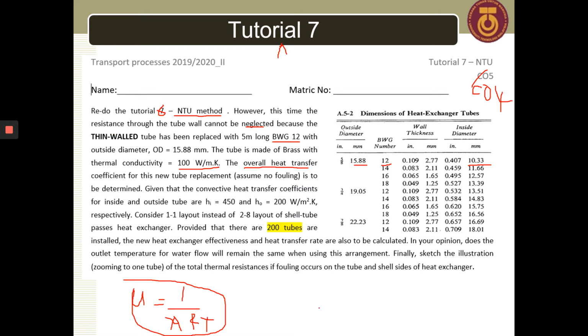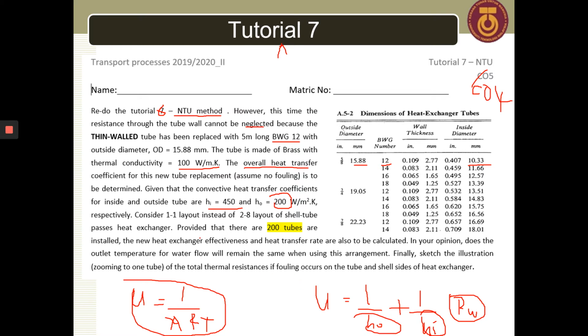This gives you the value of the overall coefficient. So last time for the thin wall, U is equal to 1 over h naught plus 1 over h inside, and you don't have the resistance to conduction. For this one, you need to calculate the resistance through the wall. It is given that h i is 450, so this is the value for here, and h naught is 200, so this is the value for here.